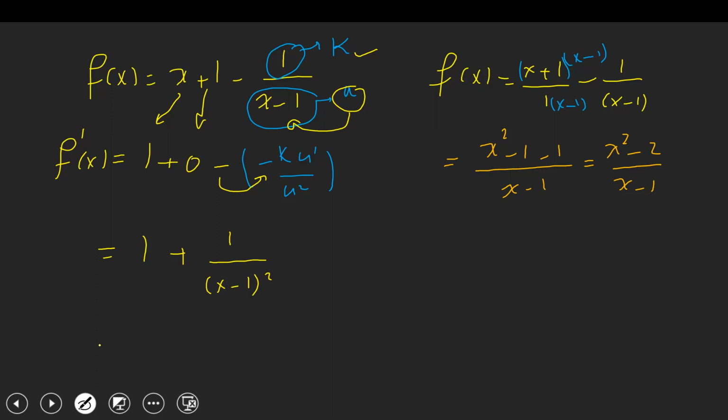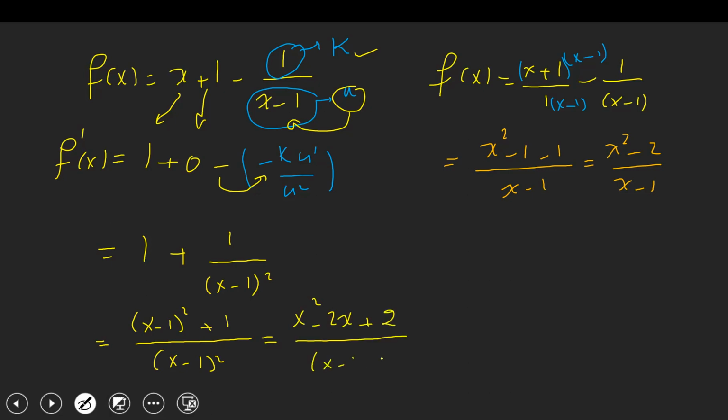Also we can fix the answer after a bit. If we want to take the common denominator, we get x minus 1 squared plus 1 over x minus 1 squared. And we can expand the numerator to get finally x squared minus 2x plus 1 plus 1, this is plus 2 over x minus 1 squared. This is the final answer.